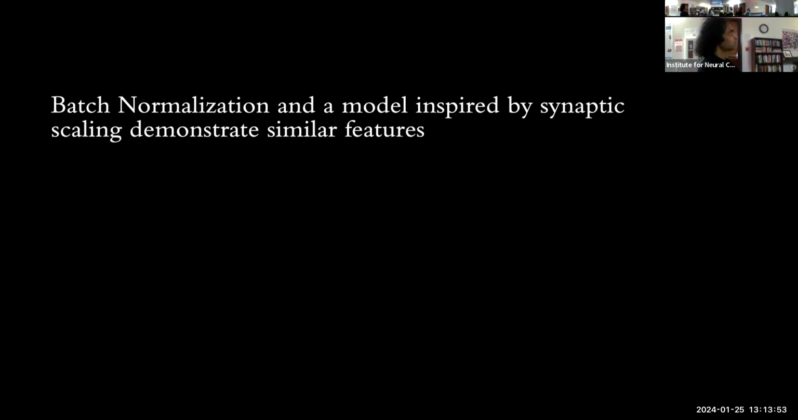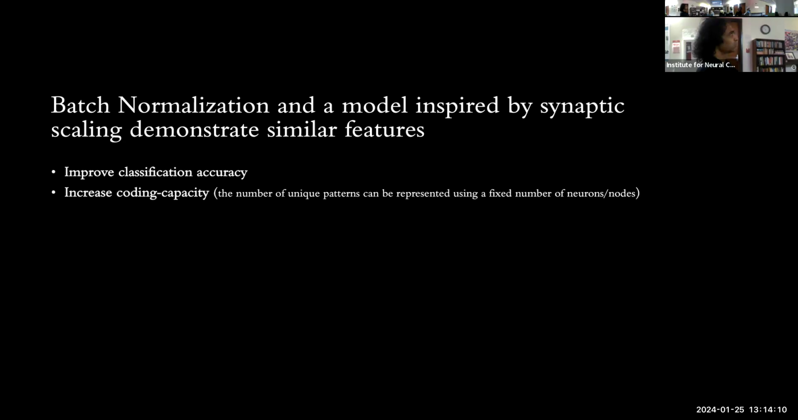And now, as I said, batch normalization and a model inspired by synaptic scaling have some similarities, and I'm going to show you in a minute. So I'm just first pointing out what the similarities are. They both improve classification accuracy and both increase coding capacity, defined as the number of unique patterns that can be represented by using only a fixed number of neurons or nodes in the network.